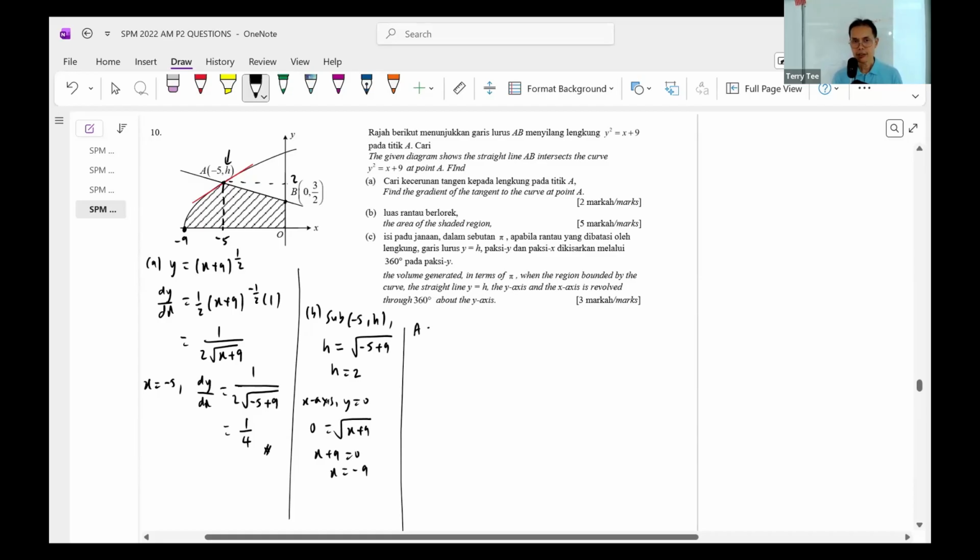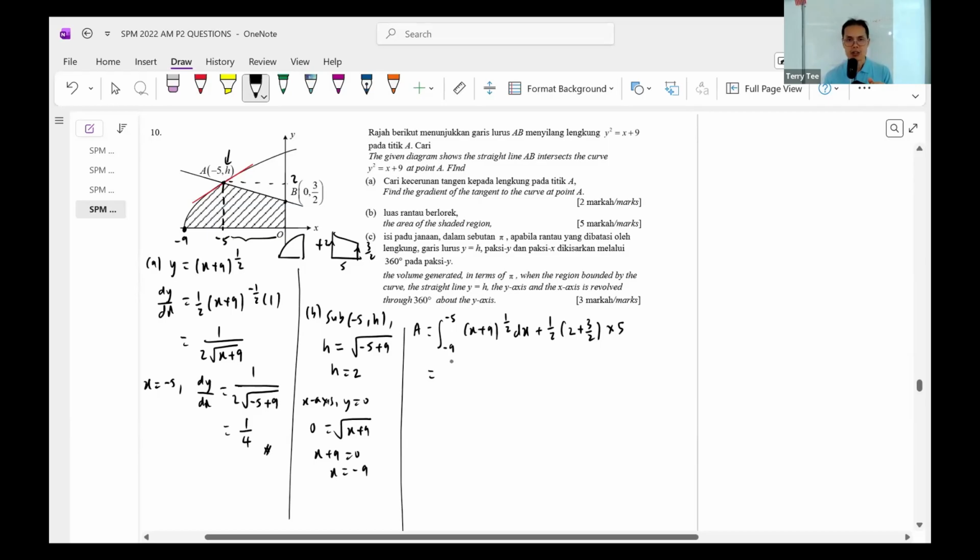Now, in order to find the area, let me do the area of integration, which is this part, plus the area of the trapezium. For integration, you integrate from negative 9 to negative 5. Your function is (x plus 9) power half dx. For the area of the trapezium, you take half the sum of the parallel sides. Your h is 2, the other side is 3 over 2, and your height is 5. How do you know it's 5? This is a trapezium, the height is 5, and the two parallel sides are 3 over 2 and 2.